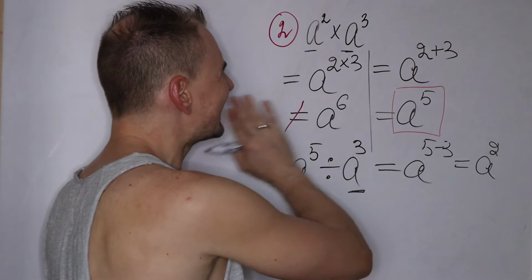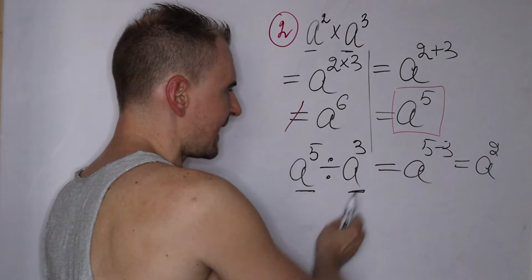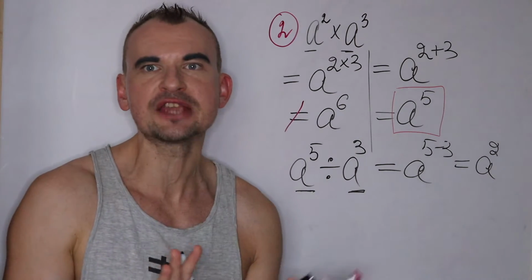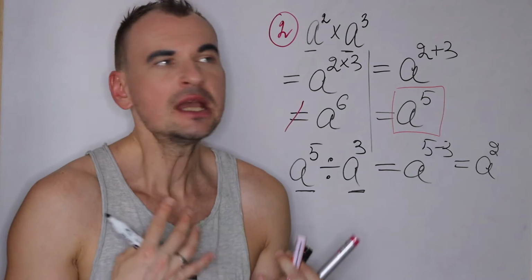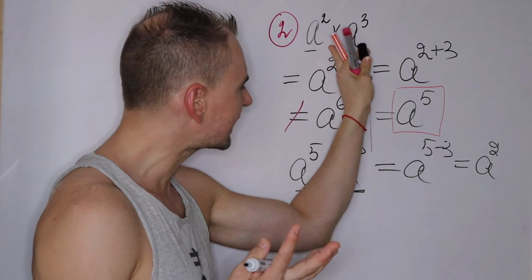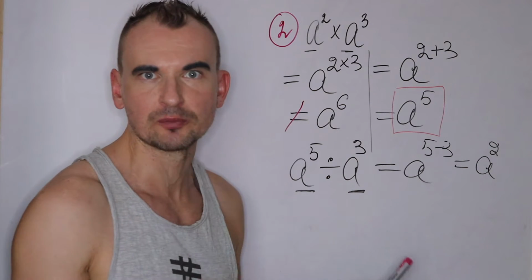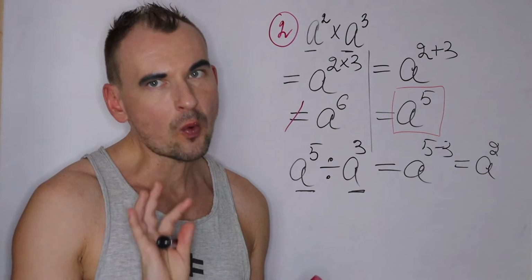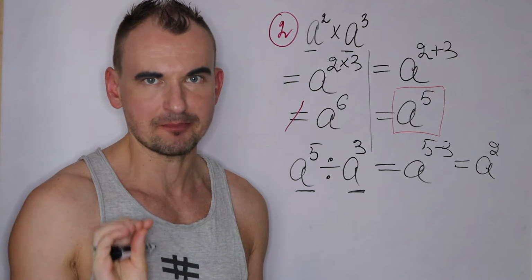Keep in mind that you have to have the same base. These two rules are sometimes called the product rule because you have multiplication, and the quotient rule because you have division. So it only applies when you have the same base.